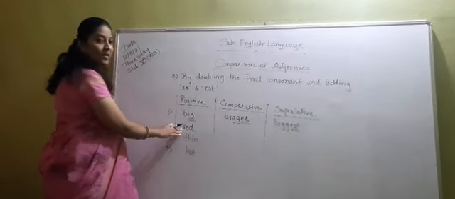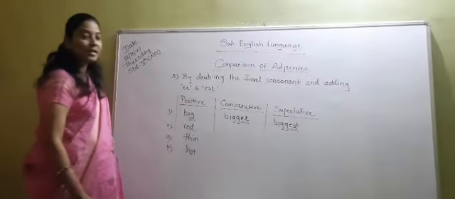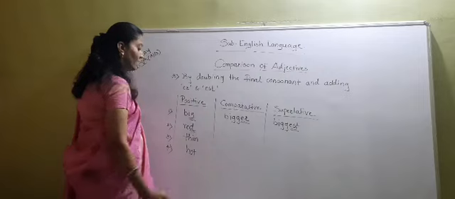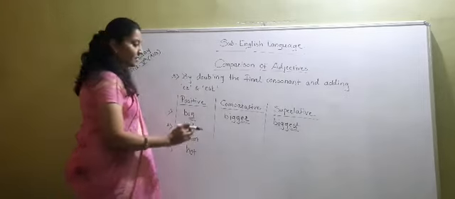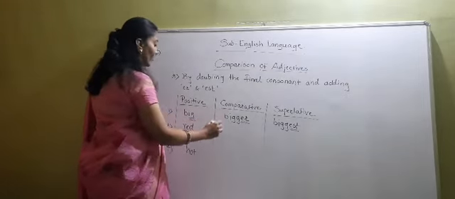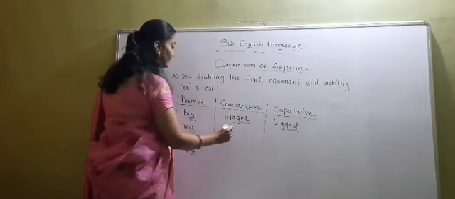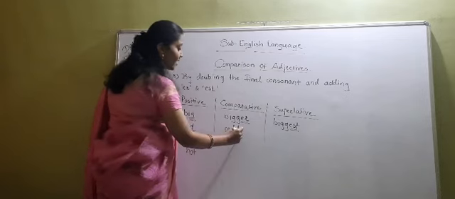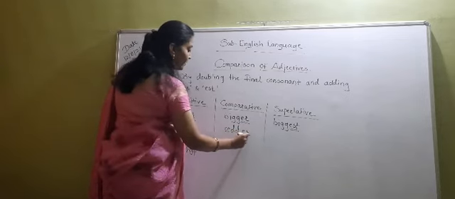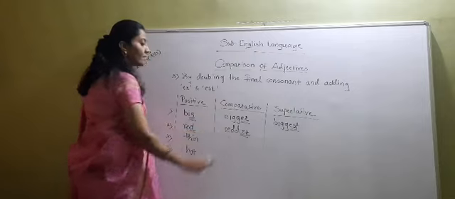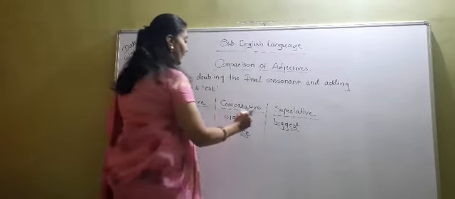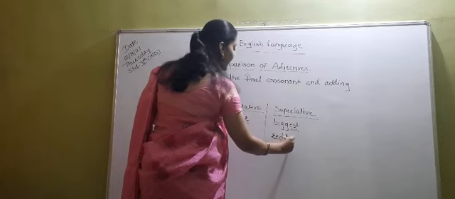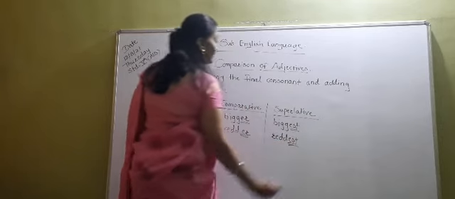Same with the second word, red. R-E-D, red. D is the consonant here. So you have to double this consonant to form the comparative degree: R-E-D-D, then add ER. Redder. Red, redder, reddest. R-E-D-D-E-S-T, reddest, like this.